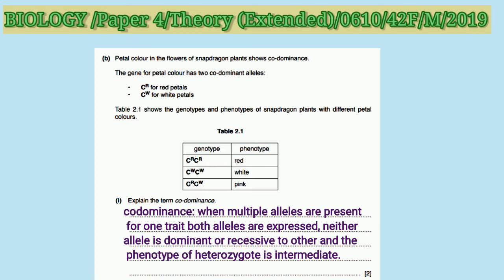One more example of codominance can be seen in blood groups, where the ABO blood group has three alleles, A, B and O. A and B are codominant and are expressed when both are present, and the blood group will be AB. But both A and B are dominant over O, that is, O is recessive.